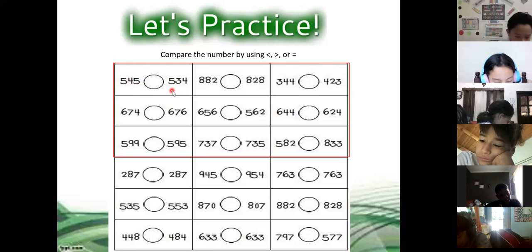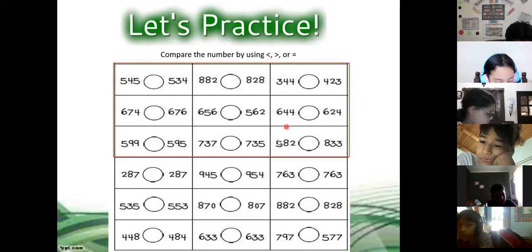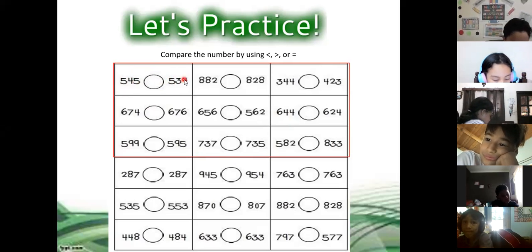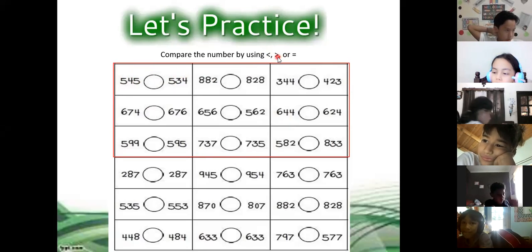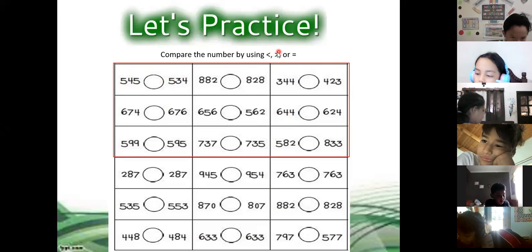545. 545. 505. How do you read this number? 534. Which one? Not 500. Copy this. 545 is more, it's greater than the other. Now, which sign means more? This one or the second? The second. Right.